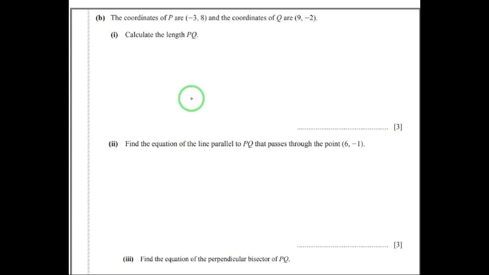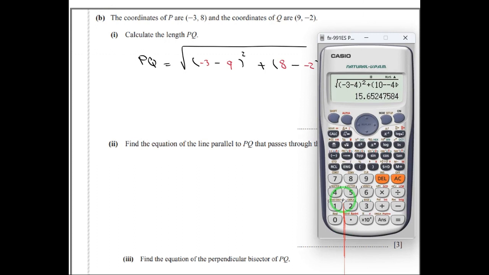Question B. The coordinates of P are negative 3 and 8. The coordinates of Q are 9 and negative 2. Calculate the length of PQ. This is always a question worth 3 marks. To find the length of PQ, x values are negative 3 and 9, and y values are 8 and negative 2, using the calculator.